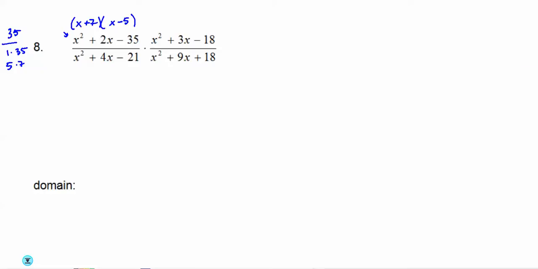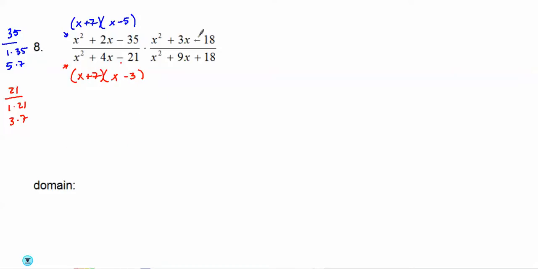Switching colors, and use red down below. Not doing these in any particular order. 21, we have 1 and 21, 2 doesn't work, 3 and 7. That's going to be all we get. We're going to subtract and get 4. So subtracting to get 4, we're going to use a positive 7 and a negative 3.